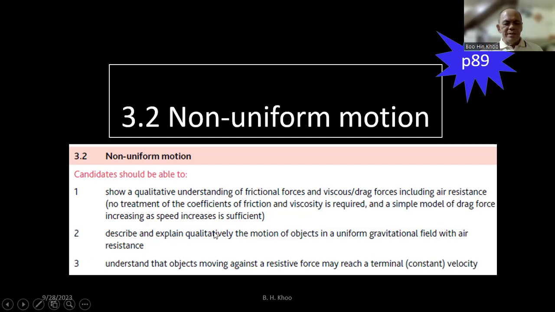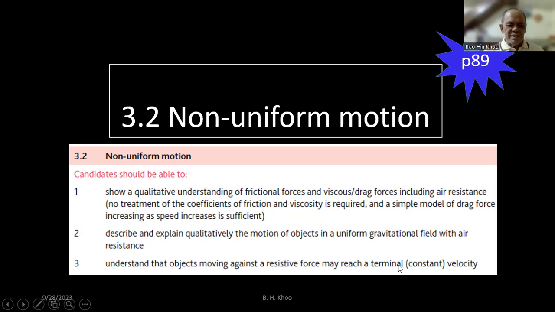Describe and explain qualitatively the motion of an object in a uniform gravitational field with air resistance. Understand that an object moving against a resistive force may reach terminal velocity, or constant velocity.